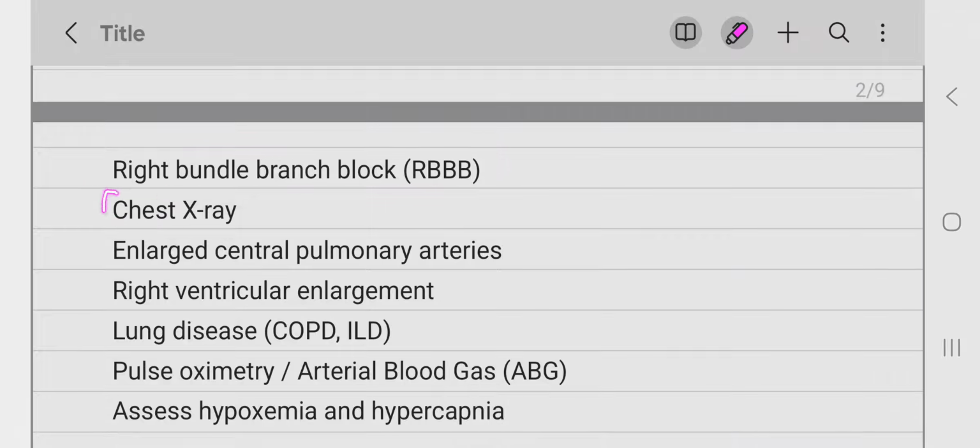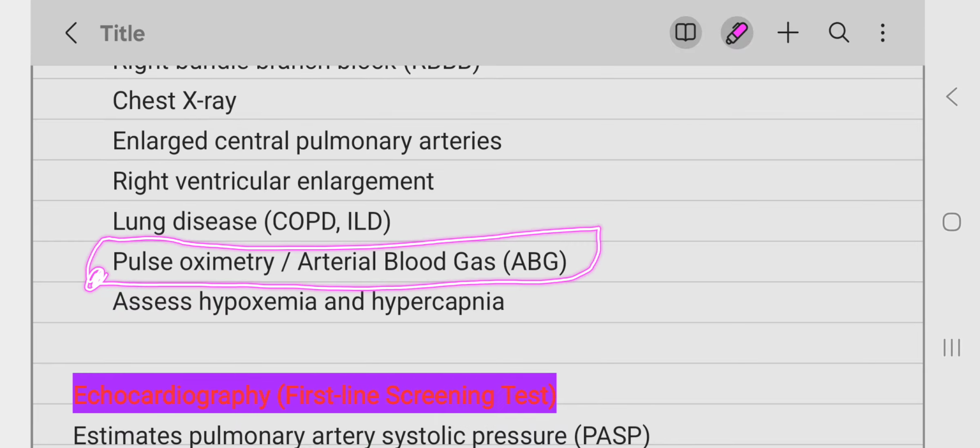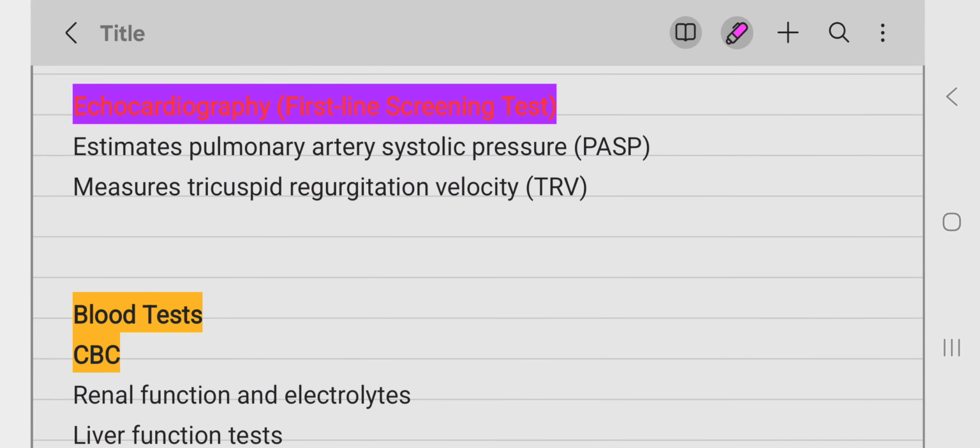Then next investigation is chest X-ray. Chest X-ray may show enlarged central pulmonary arteries. Also, it may show right ventricular enlargement. It is also helpful in diagnosing certain lung diseases, for example, COPD and interstitial lung diseases, which can lead to pulmonary hypertension. Then pulse oximetry and arterial blood gas analysis is useful for the hypoxia-induced pulmonary hypertension.